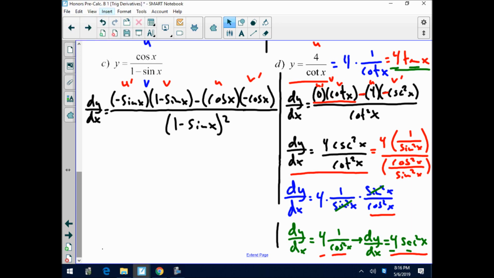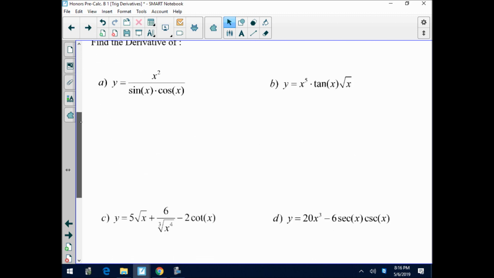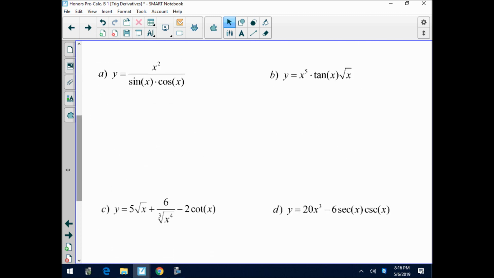we've got some more complicated problems, or more involved problems, I would say. And I'd like us to take a look at these. Right here, we can talk about strategy first. So for our A, we've got y equals x squared over sine x times cosine x. So right here, first we're going to say this is a quotient rule, right?